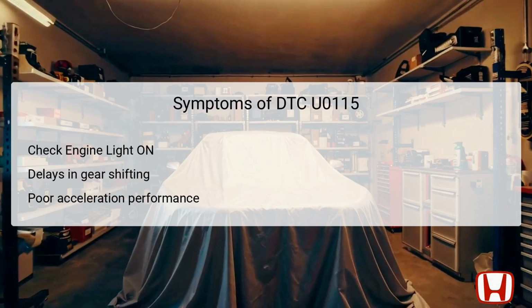When the DTC U0115 is triggered, several symptoms may be experienced by the driver. The most recognizable sign is the illumination of the check engine light, indicating a fault within the vehicle's systems. Furthermore, the vehicle may exhibit delays in gear shifting or erratic shifting patterns, which can be linked to the improper communication between the PCM and TCM.